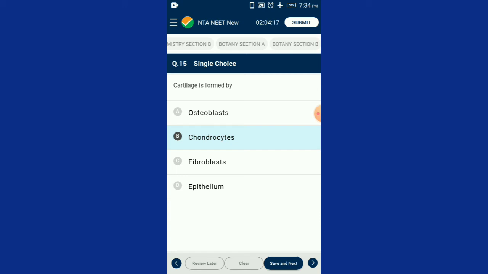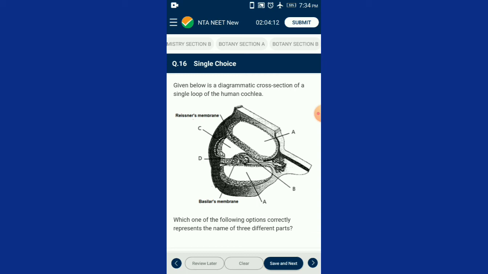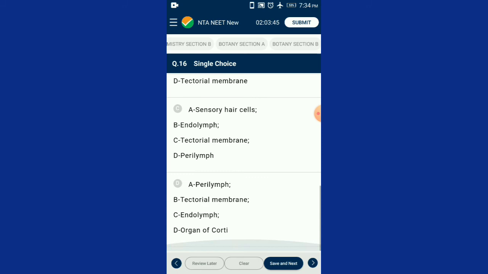Question number 16. The given below is a diagrammatic cross-section of a single loop of human cochlea. Which one of the following options correctly represents the names of three different parts? Option D. See the diagrammatic representation. A is represented as perilymph, B tectorial membrane, C endolymph, D organ of Corti. So the correctly matching option is option D.